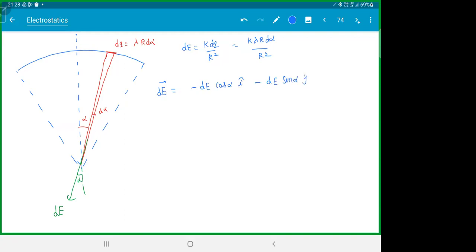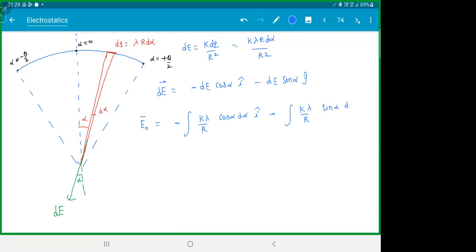Now alpha's value is going from where to where? At the center, alpha is 0. On the right hand side, alpha is plus theta by 2 because half angle total is theta. Left hand side alpha is minus theta by 2. So now if you integrate this at the center, minus integral dE will be k lambda by r cos alpha d alpha i cap minus integral k lambda by r sin alpha.